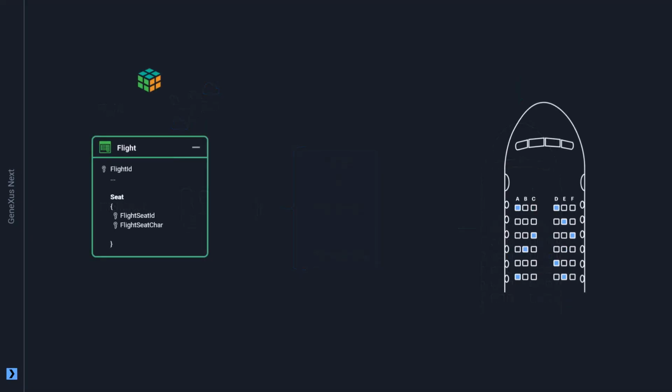Since it doesn't make sense for a seat to exist independently from the flight it belongs to, we say it is a sub-entity and represent it with the second level of the flight transaction. Note that these two attributes together will serve as the identifiers of the second level.